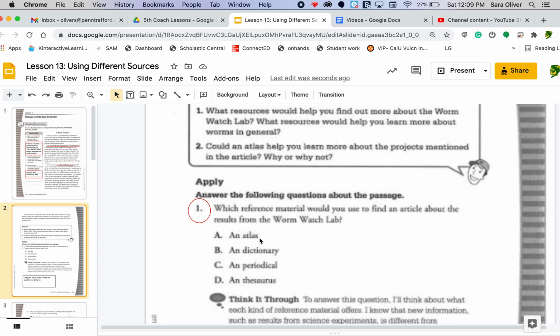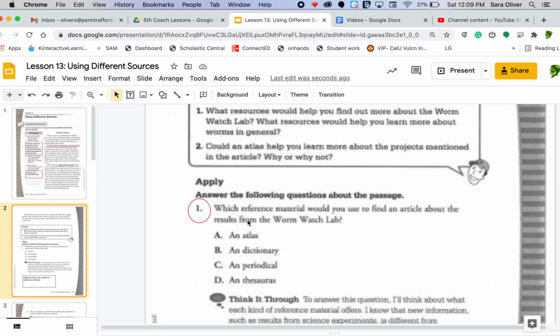B is a dictionary. That's where I look up a word and its meaning. A periodical is kind of like a newspaper. It normally tells us about events. And a thesaurus is when we look up a word, but we are looking for words that match that meaning. So we would have lots of synonyms. They often list antonyms, which are opposites, as well. So these are pretty close, a dictionary and a thesaurus, but a thesaurus is not really giving us meaning. They're showing us how words are alike or different.